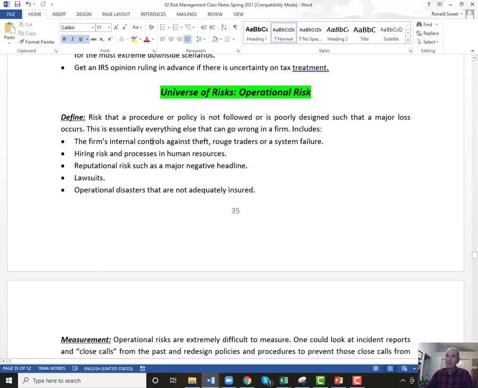It can have to do with theft, internal controls, you got rogue traders, system failure, we may talk about a few of these, hiring policies, extremely important. I remember at USAA just how strict they were.